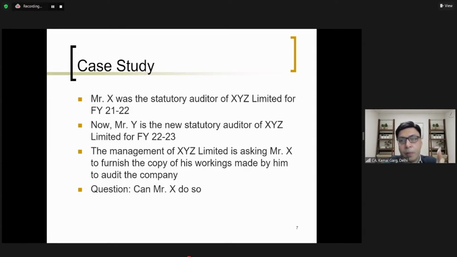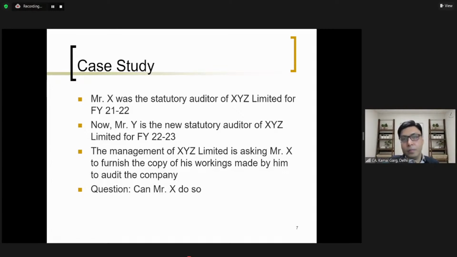All these working papers were prepared by Mr. X. So the company is saying now, Mr. Y will be the auditor. You are no longer our auditor. So whatever copies you have prepared, one copy should be given to us also. The question arises, can Mr. X do so? And I repeat, the precaution is, can Mr. X do so? I'm not saying must Mr. X do so. Or I should ask you, is it a mandatory thing to do or is it a discretionary thing to do for Mr. X?